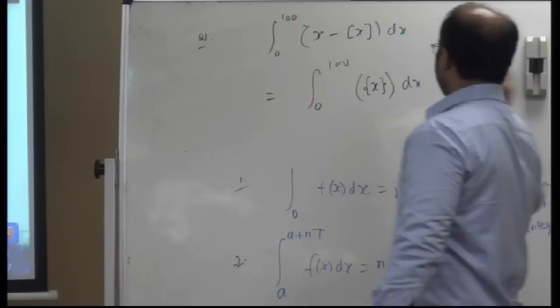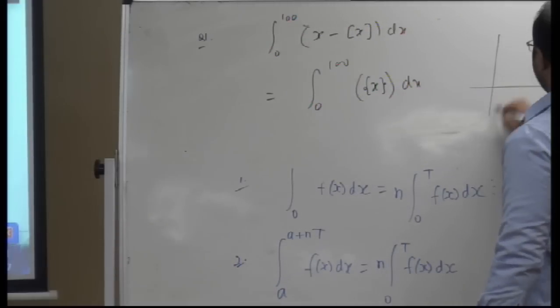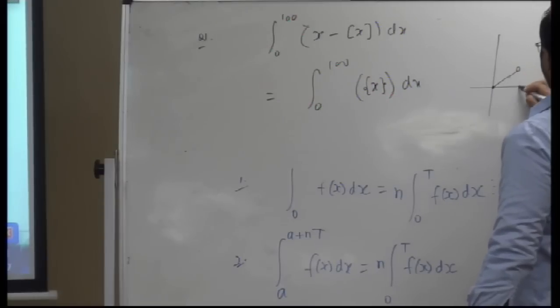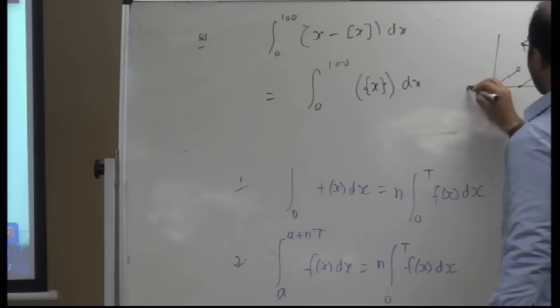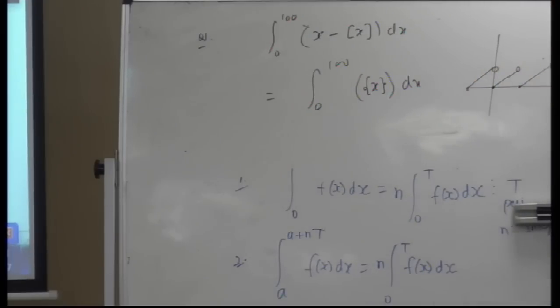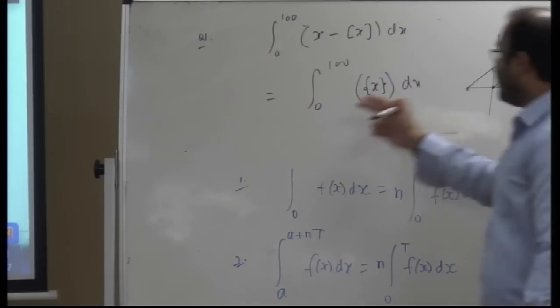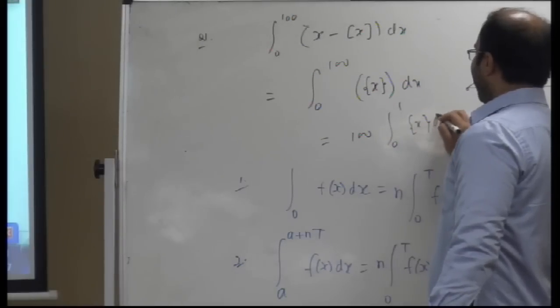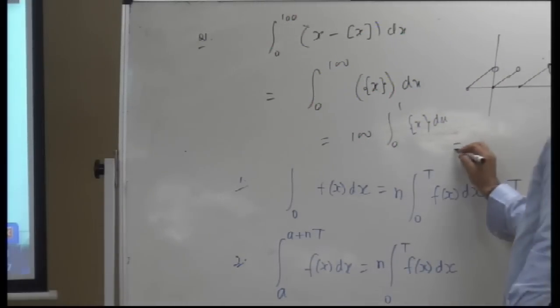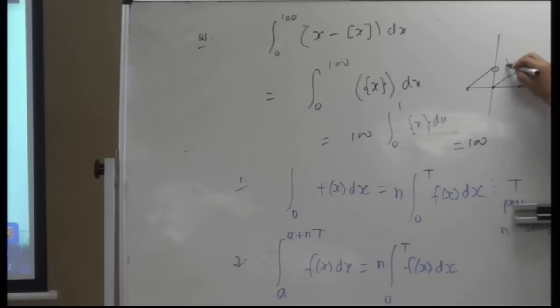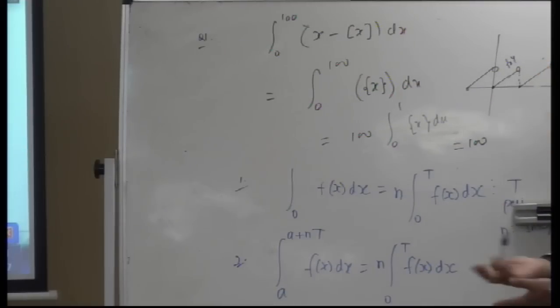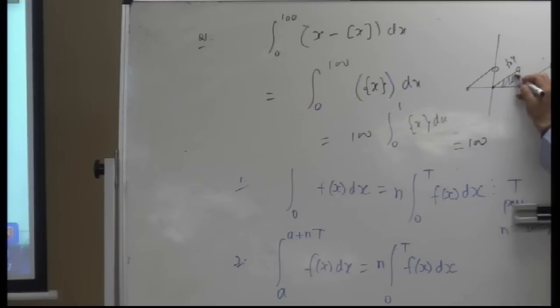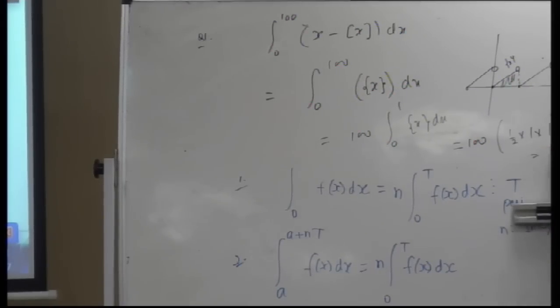And if you remember the graph of the fractional part, it was like this. And it is a periodic function with period 1. So you can say that 0 to 100 can also be written as 100 times the integral from 0 to 1 of the fractional part of x dx. And then fractional part of x is a triangle. You don't even have to calculate it, you just see the area which this triangle is making. Half into base is actually 1, and height is also 1. So this would give you 50 as the answer.